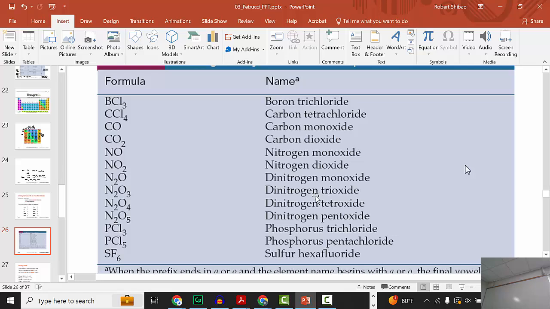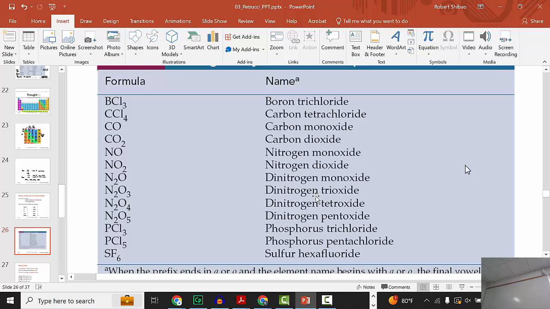Nitrogen dioxide, di being 2. Or we use a charge to name this. And so what is the charge on nitrogen here? Can you figure out the charge on this? Well, what is oxygen? Oxygen is -2. -2 plus what gives us 0? It's got to be +2. So this is nitrogen +2. So another way of naming this is nitrogen Roman numeral 2 oxide.